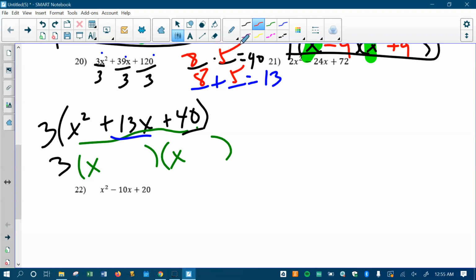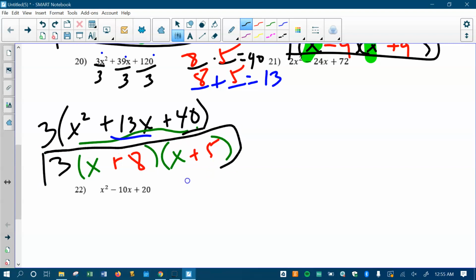A positive 8 and a positive 5 get you positive 13 when you add them, and a positive 40 when you multiply them. So the numbers that will go here are x plus 8 and x plus 5. And that is your answer. There's nothing else you can do about it except that.